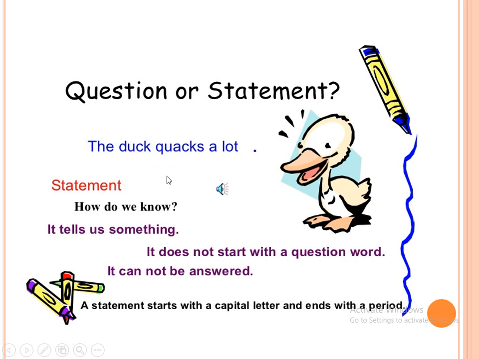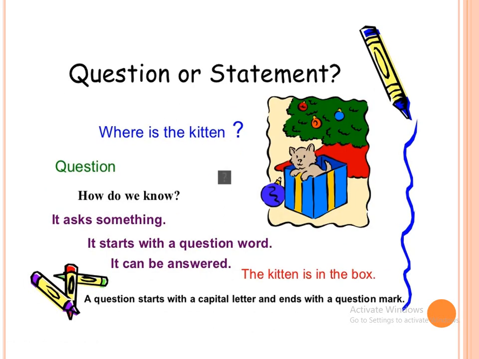Is he asking you here or telling you? Yeah, he is telling me. The duck quacks a lot. Very good. So, I start here with capital letter. Ends with period. And this sentence is telling me something. So, it's a statement. Very good. Okay, the next sentence.